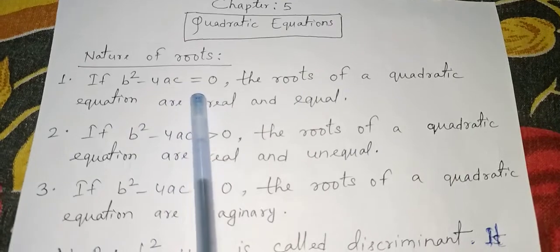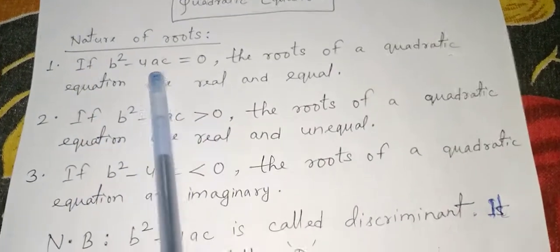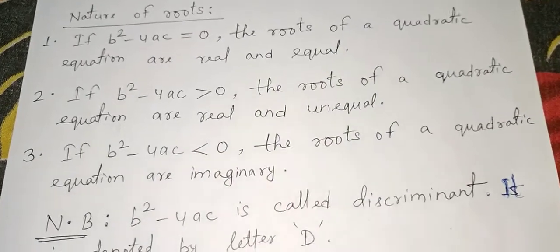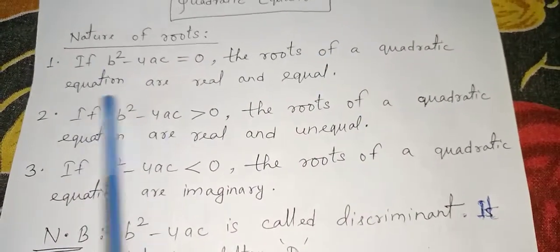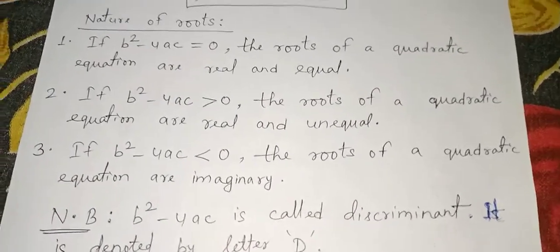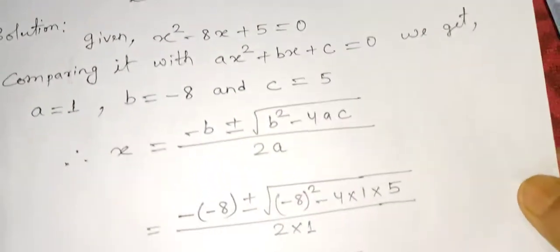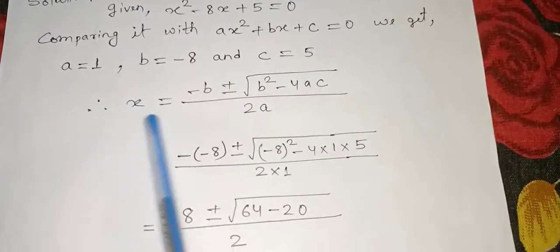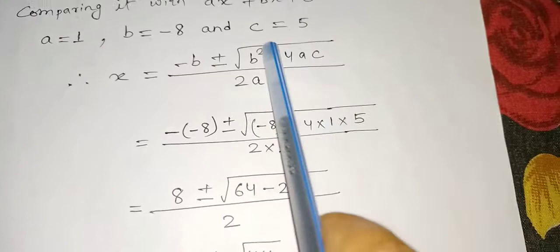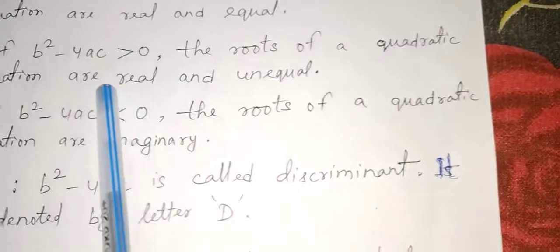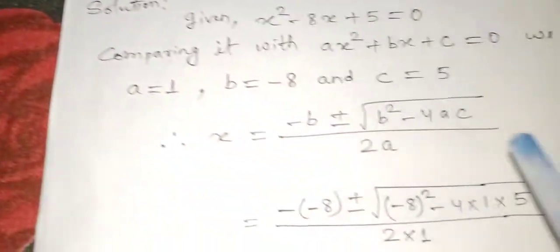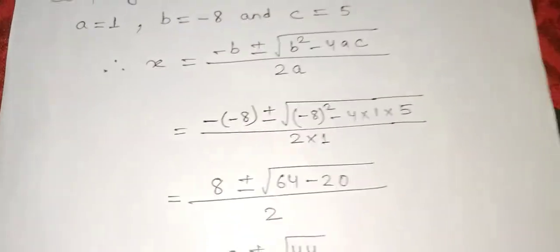If value of b square minus 4ac is equal to 0, then the roots of quadratic equation are real and equal. Now, meaning of this, I will just tell you with the help of this formula. Suppose while using this formula, the value of b square minus 4ac is 0. Suppose if it is 0, then what will happen?